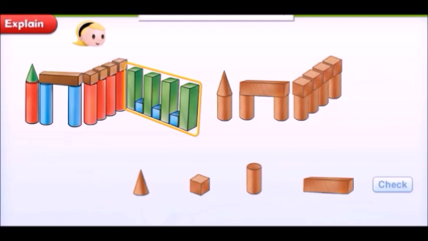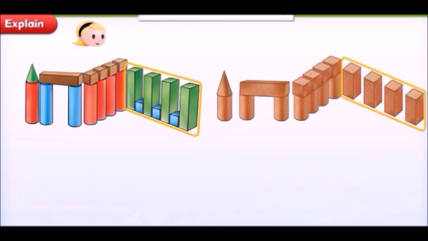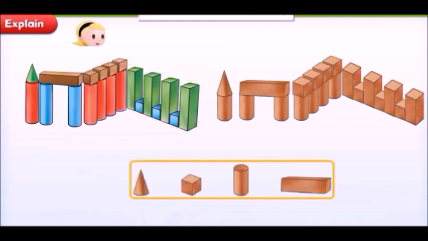Now which shapes did Kim use to build the green wall? This wall is made of 3 cubes and 4 rectangular prisms. Let's build a model of the castle's green wall. The rectangular prisms are standing on their smallest flat surface, and there's a cube between each pair of rectangular prisms.